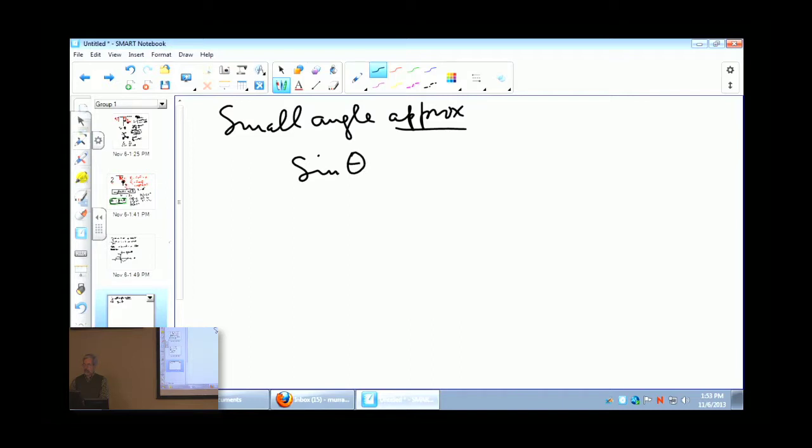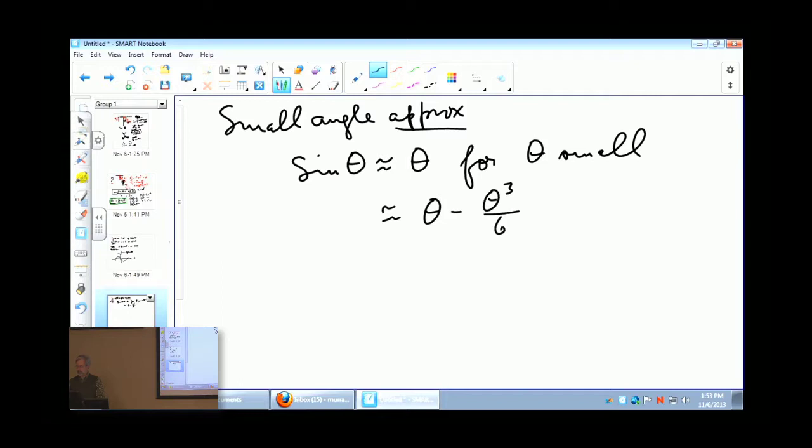Sine of theta is approximately equal to theta for theta small. The next correction to that is theta cubed over 6, I guess. So you can compare the sizes of those terms. Theta cubed over 6 has to be much less than theta to get rid of it. So theta has to be much less than square root of 6 radians, I guess. So if theta is much less than a radian, much less than a radian. Really, it's something like, if it's less than 10 degrees or something, then you can get away with this approximation.